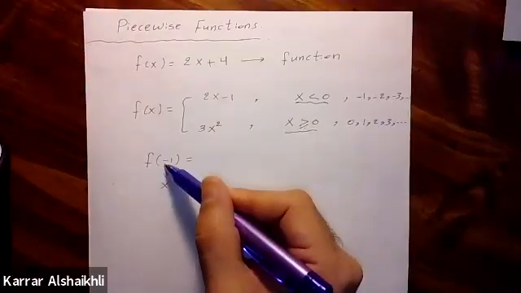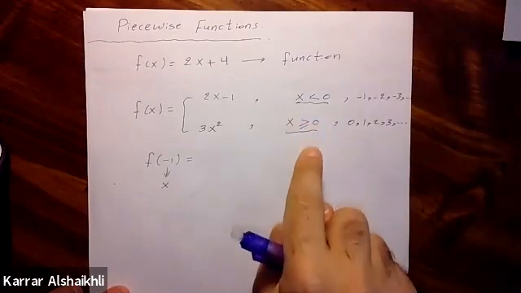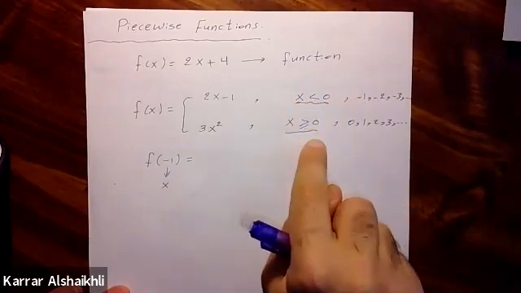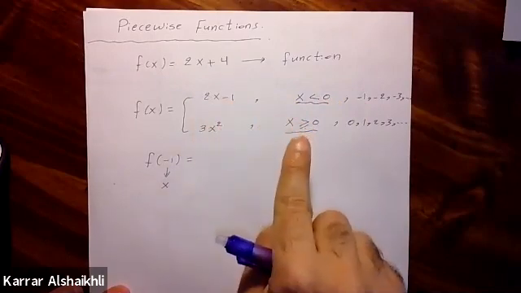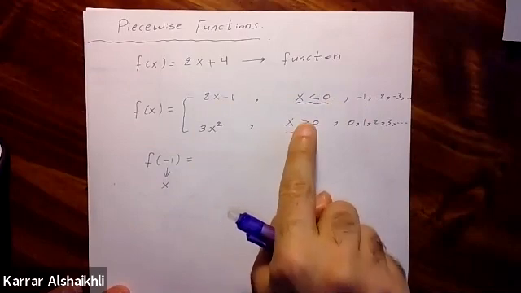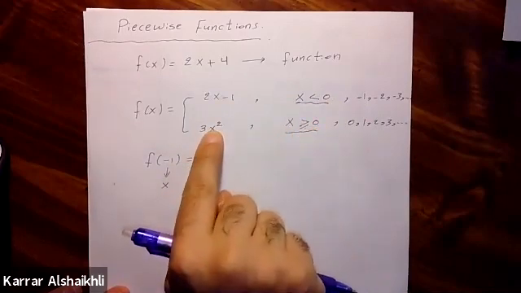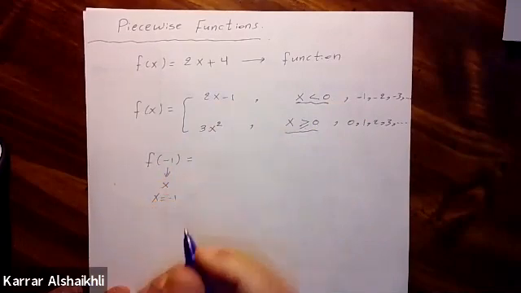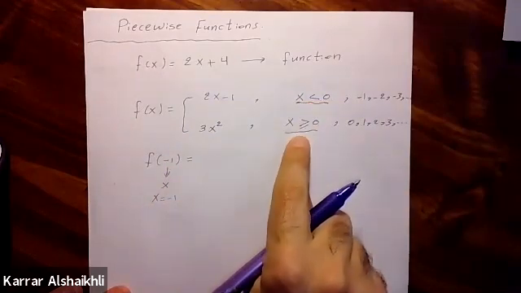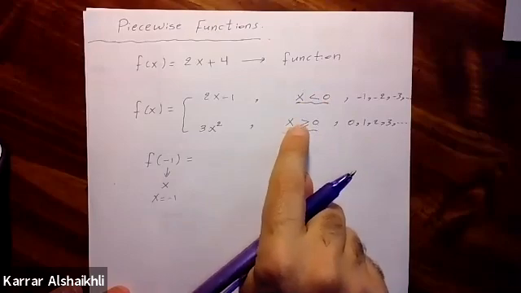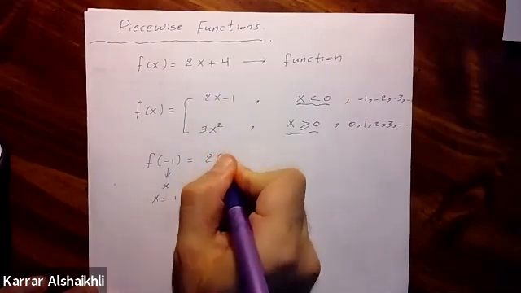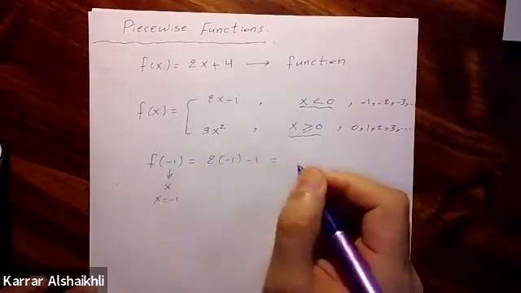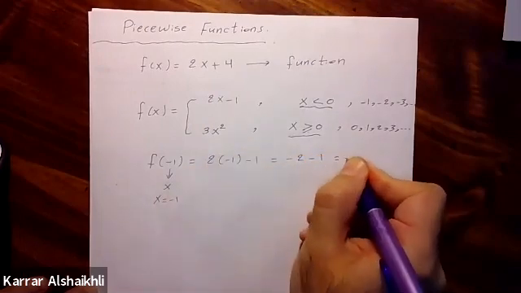So x equals -1. Check these conditions. Where is x a negative number? This condition says all the numbers less than 0, you're going to use this piece. Here, the condition says when x is greater than or equal to 0, you're going to use this piece. Now x is -1. Does -1 go here or here? Less than 0, that means I'm going to plug in here. So it's going to be 2 times -1 minus 1. 2 times -1 is -2, minus 1 is -3.